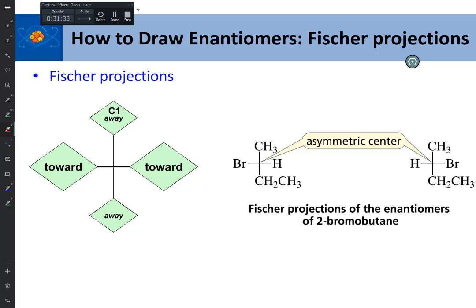To switch the asymmetric center, right, like this, is to make the enantiomer. So these are kind of neat because if you want to draw the stereocenter, it's real easy to draw it vertically like this and then just switch the two groups on the side. That gives you the enantiomer.